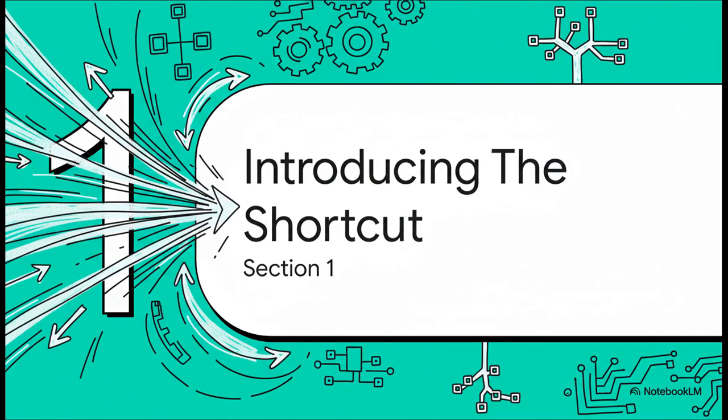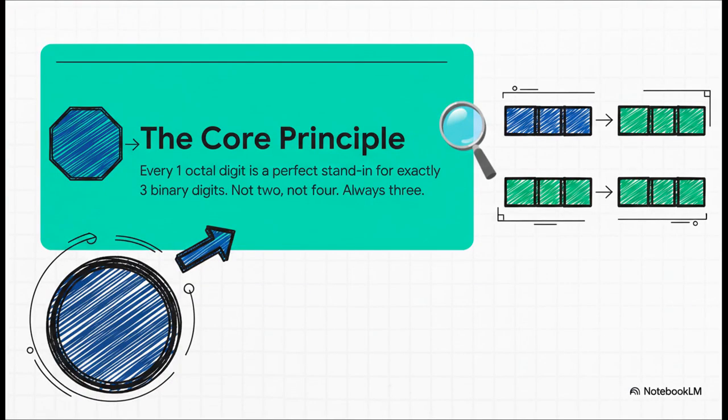All right, section 1, let's introduce the shortcut. We've talked about the slow way, now let's get straight to the good stuff. This is where things get really cool and, honestly, pretty clever. Here's the absolute heart of the trick. You have to remember this one thing. Every single octal digit corresponds to exactly 3 binary digits. Not 2, not 4, it's always a group of 3. This is the simple, powerful idea the whole shortcut is built on.